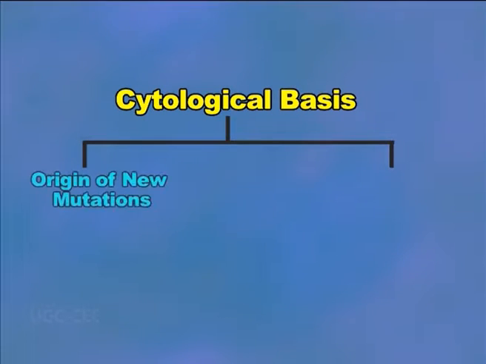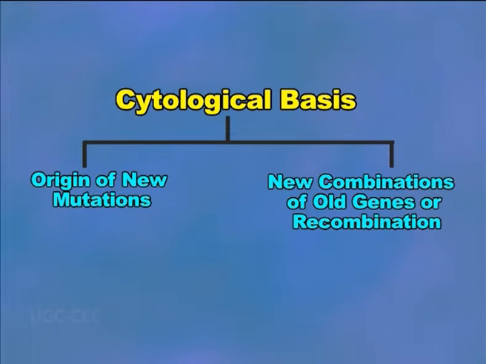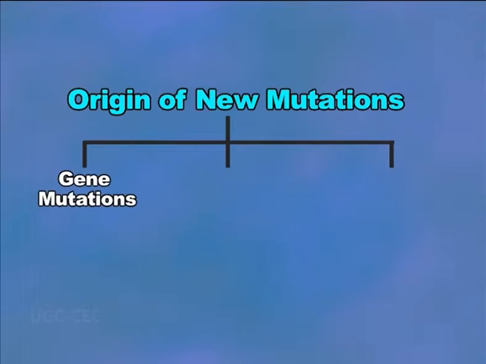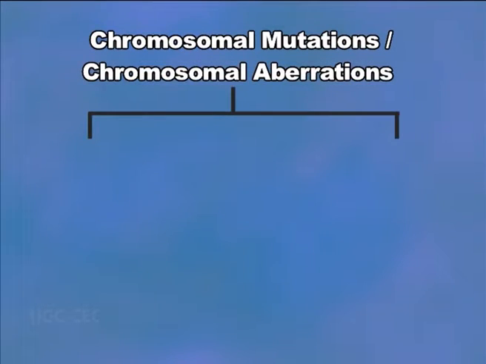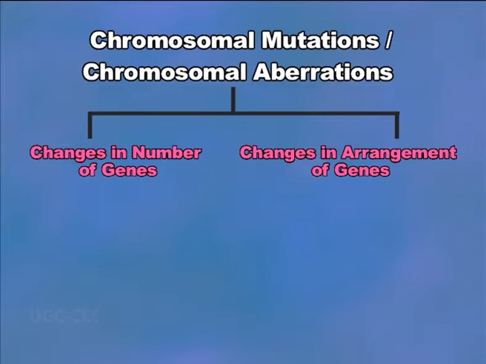Cytological basis of variations broadly includes origin of new mutations and new combinations of old genes or recombination. Both of these factors would be studied in detail. Origin of new mutations include gene mutations, chromosomal mutations or chromosomal aberrations, and changes in the number of chromosomes or ploidy. Chromosomal mutations or chromosomal aberrations include changes in the number of genes and changes in the arrangement of genes.